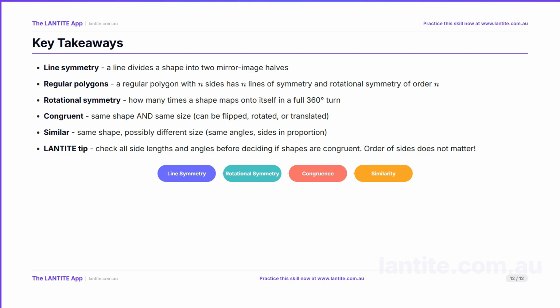Similar means the same shape, but possibly a different size, with all angles equal, and sides in proportion. On the LANTITE, always check all side lengths and angles carefully before deciding whether shapes are congruent. The order the sides are listed in does not matter because the shape might be rotated or reflected.